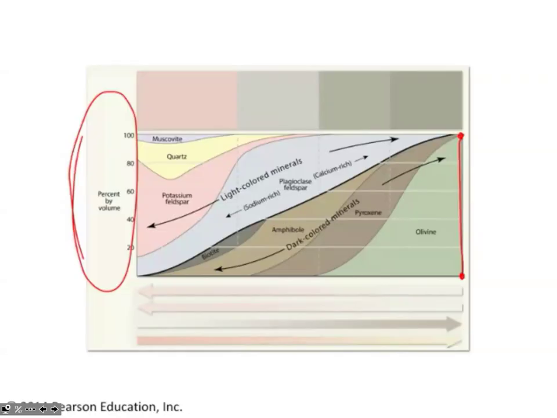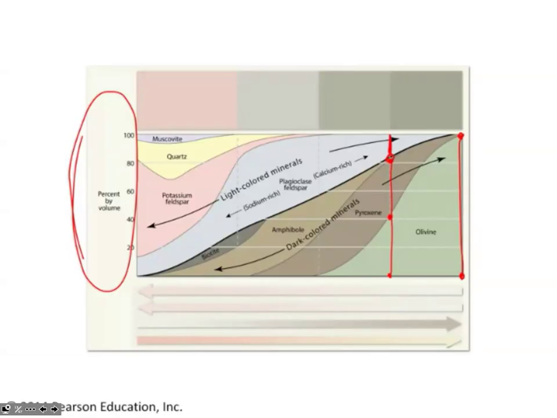There are other igneous rocks that have, say, 40% olivine and about 40% pyroxene, maybe a smidge of amphibole, and then the rest is plagioclase feldspar. So that's the way to read this diagram: make these slices that go through it from bottom to top and calculate basically how much percentage of the different minerals are there.